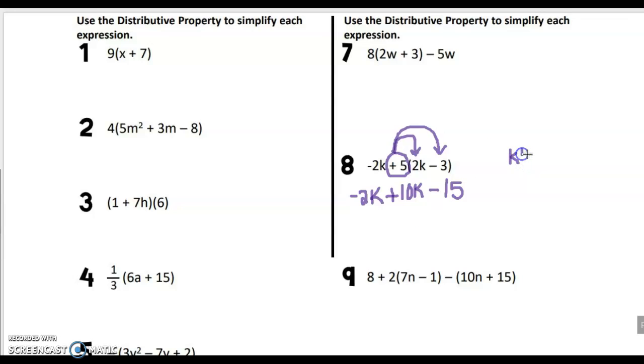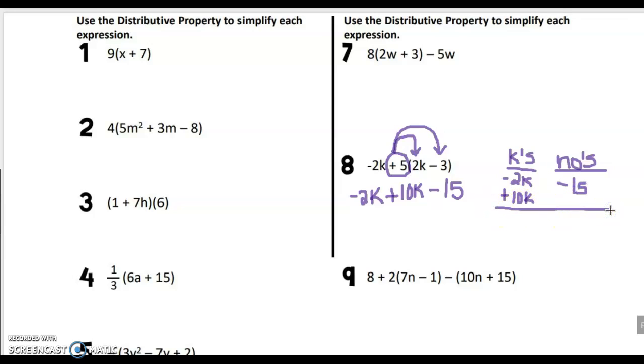Now if you notice, I have k's. Some of you who had us last year will remember this. And I have no k's. Once again, if I'm going to combine like terms, I'm going to put together any of the terms that have k's and any of the terms that have no k's, and that just means no variable. Those are my constants. So under my k's, I have a negative 2k and a positive 10k. Under my no k's, I just have a negative 15. Remember to keep the sign with the numbers.